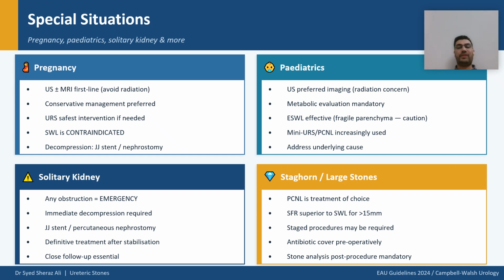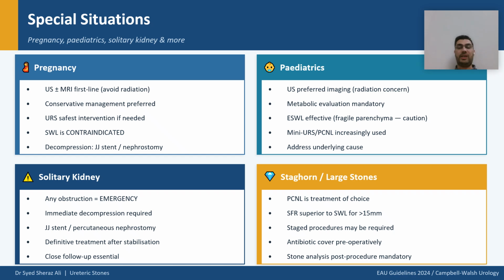Conservative management with analgesia, avoiding ESWL in the third trimester, is preferred as many stones pass spontaneously. If intervention is absolutely necessary, ureteroscopy is the safest surgical option throughout pregnancy. ESWL is absolutely contraindicated in pregnancy.